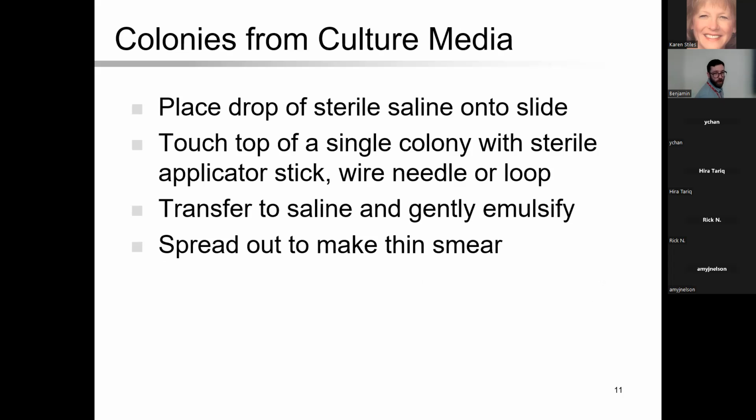And then this would be from our 18 to 24 hour culture growth. You're going to take a drop of saline and put it onto the sterile slide. What I do is, if you're taking a glass dropper, you put the saline on the slide, but then you want to actually collect most of that extra saline back up into the dropper. Otherwise, you're going to be waiting a long time for that to dry. So then again, sterile applicator stick or your wire needle or loop, spread that out, make a nice monolayer, and then let it air dry.